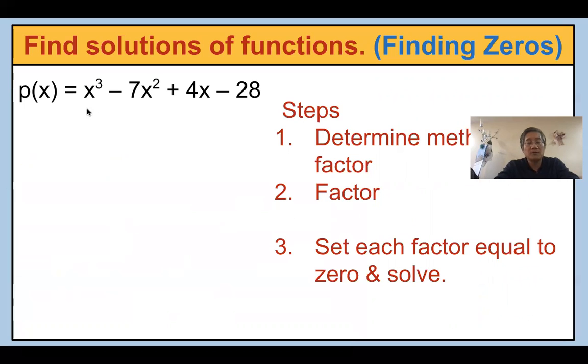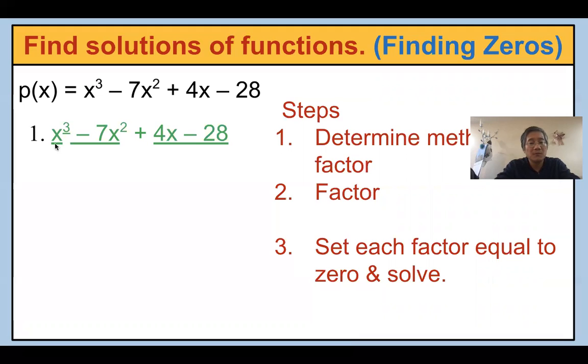Factor by grouping: you group 2 terms each. They are in the order of the degree, so you don't need to rearrange. If they are not in the order of the degree, you should rearrange them like this. Now you group them 2 by 2, and then you factor the first group, and also the second group, right?